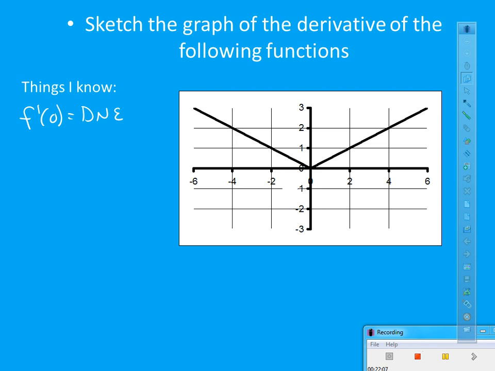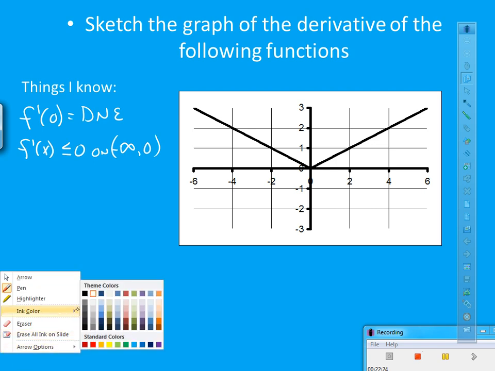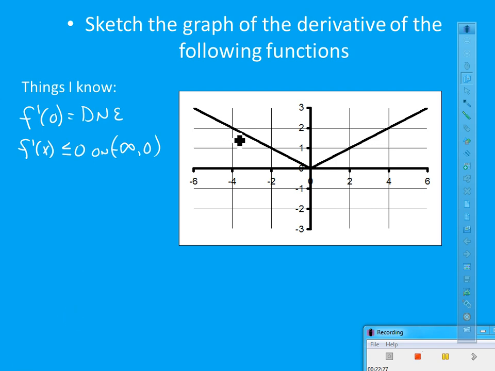The other thing that I know is that it's decreasing from -infinity to 0. So I know that f prime of x is negative on -infinity to 0. And I can go one step further. I can find that slope because it's just a line. It looks like this is going to go down 2 over 4, so it looks like my slope is going to be -1/2. Notice that these count by 1s and these by 2s.